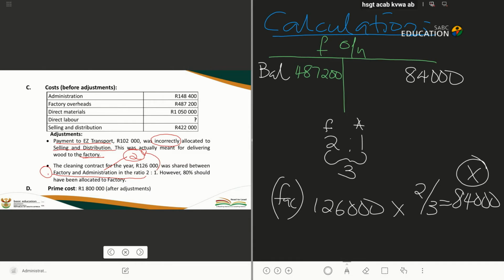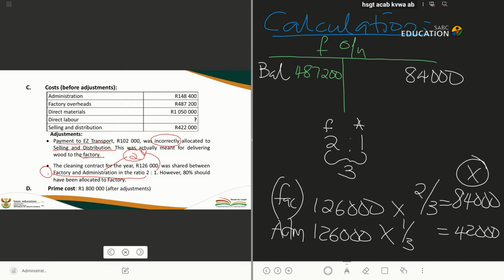Then because it was 84,000, you can say 84,000 minus 126,000. It will be 42,000. So this 42,000, it means goes to what? Goes to the admin. But let's prove if it's correct. It will be 126,000 times, it was what? Admin times 1 divided by 3. So 126,000 times 1 divided by 3. Indeed, that is 42,000 rand. I hope you are still with me, my dear learners.